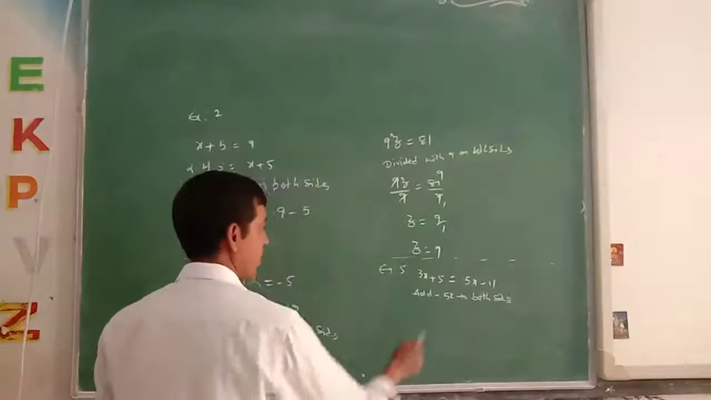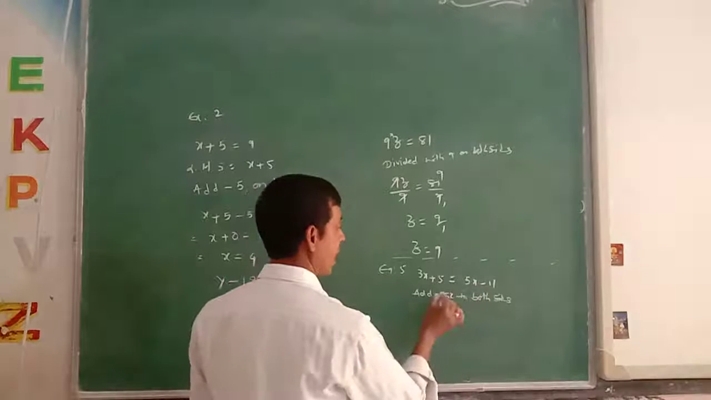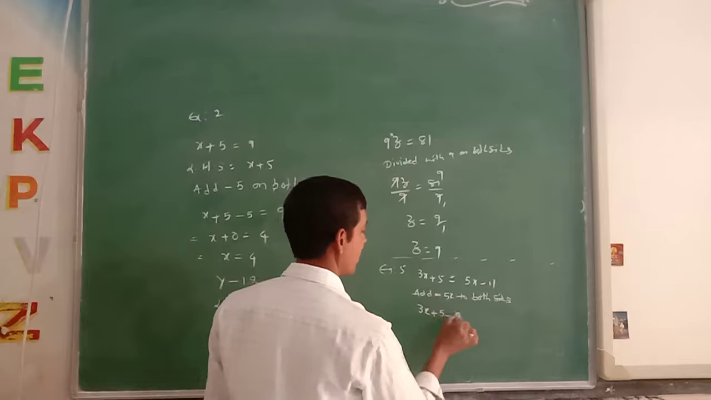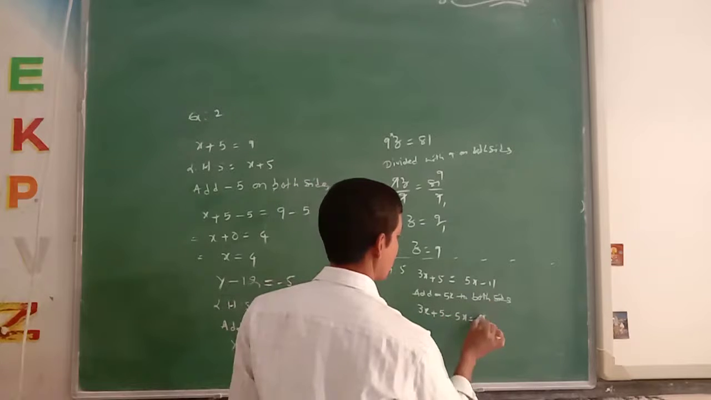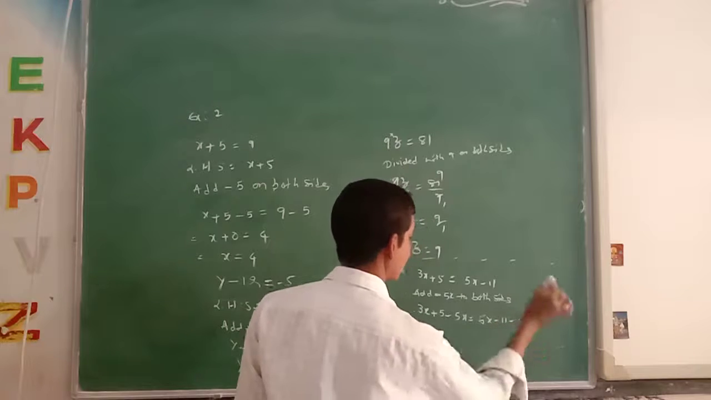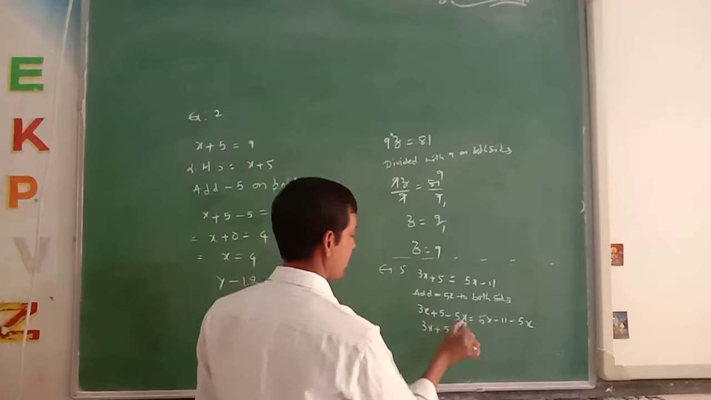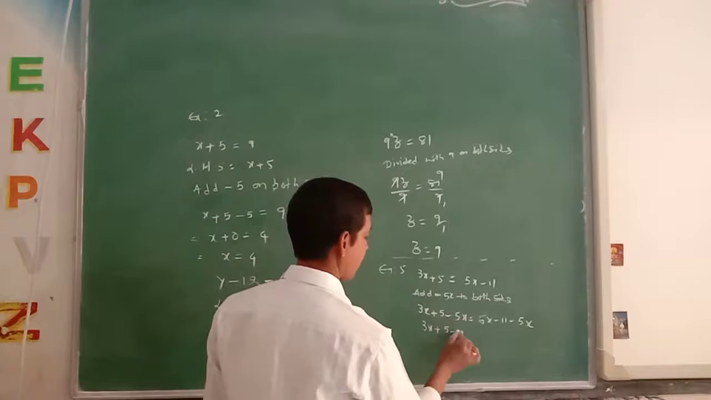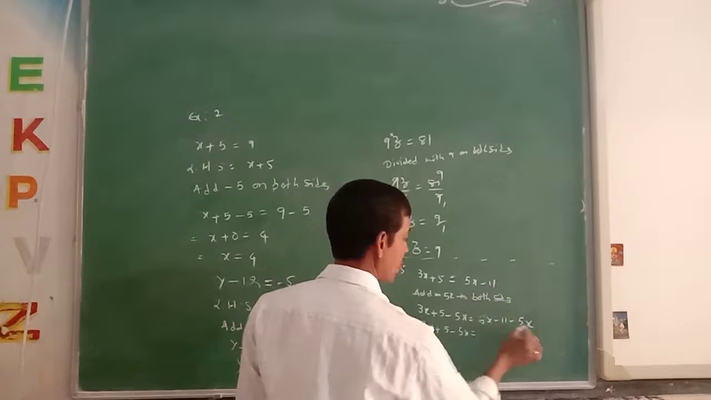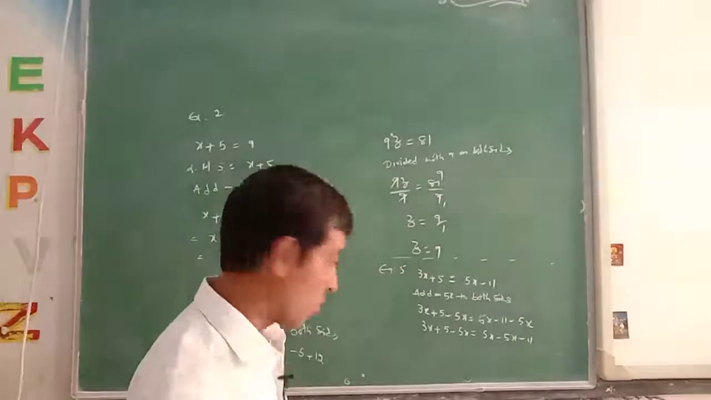Clear? So what do we have here? We have to cancel this one and we will get only 1x. What am I doing here? Add minus 5x on both sides. 3x plus 5 minus 5x. Next, 5x minus 11 minus 5x. So 3x plus 5 minus 5x is equal to 5x and minus 5x, I am writing on one side, minus 11. Here also I should write on one side.